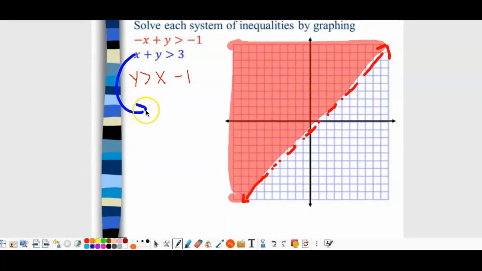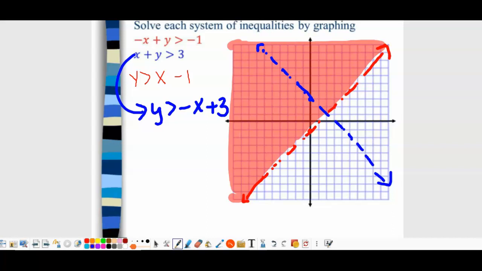For this line, you simply subtract over the x, and you get y is greater than negative x plus 3. So my y-intercept is at 3, and my slope is negative, so I'm going down. Some nice dashes right there. Still dashed. But this time, my y values are greater than my equation.